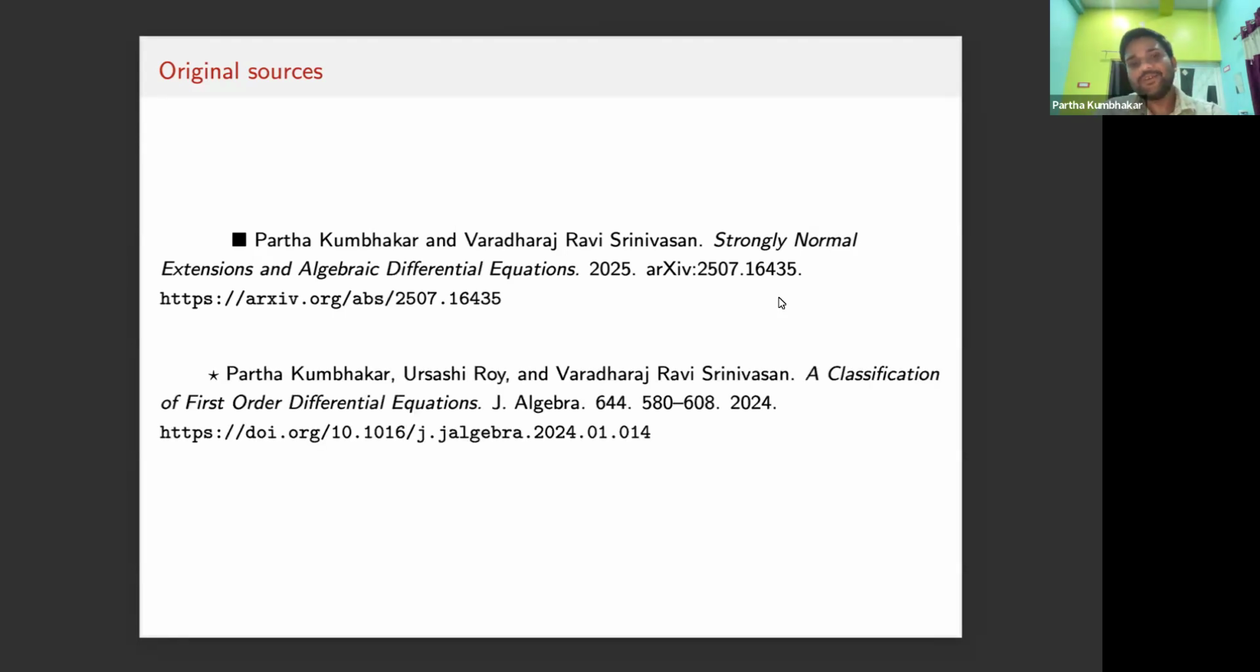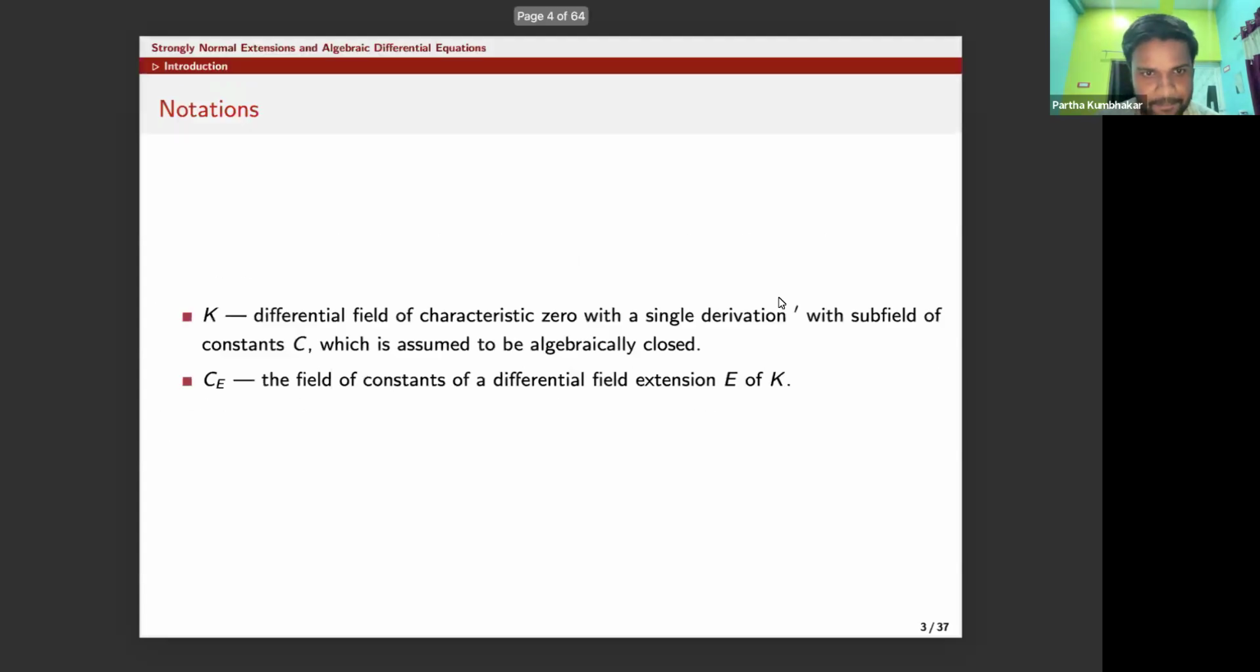I would also like to mention another work of ours, classification of first order differential equations. So whatever I will be discussing for algebraic differential equations, for first order differential equations, all the results follow from this article. And basically this article is the starting point of our work. And in a way, this article is more intuitive, I would say.